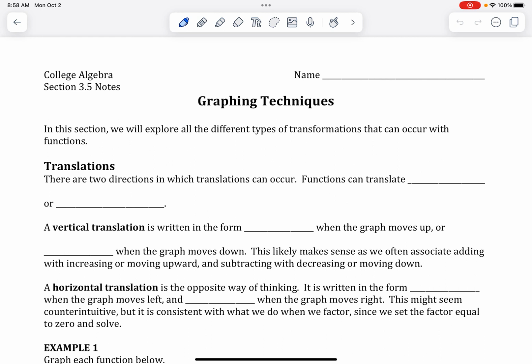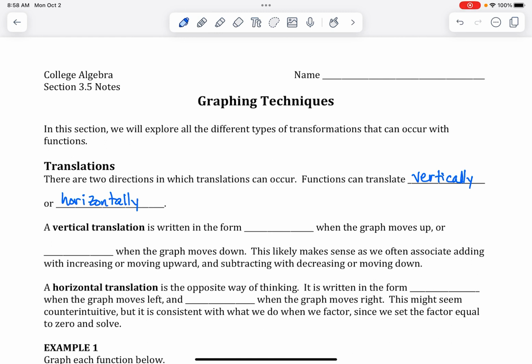The first one is probably the most straightforward, and those are translations, okay? So translations occur in 2 different directions. You can translate either vertically or horizontally, and that's just, again, shifting the graph left or right, up or down, all right? So pretty straightforward. And we've done this before. We're just formalizing it now into a theoretical sense.